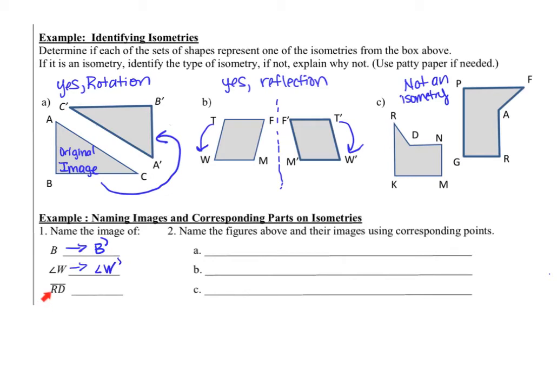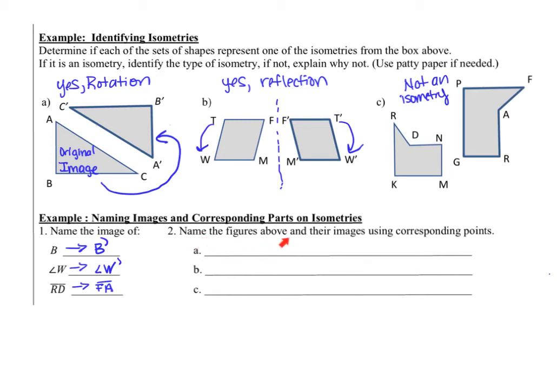Now let's look at segment RD. Segment RD was part of letter C, and it was this part right here. So which segment corresponds to segment RD on the other shape? It would be segment FA. So even though these are not isometries, they do have corresponding sides. So segment RD right here corresponds to segment FA.